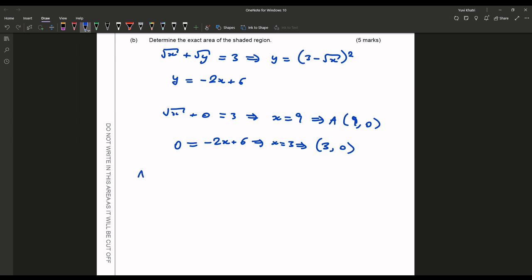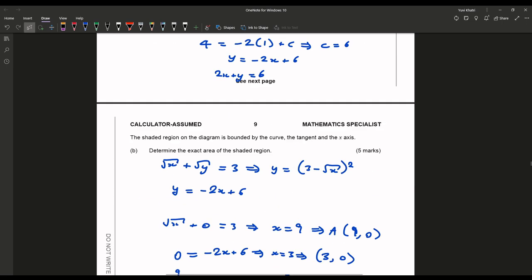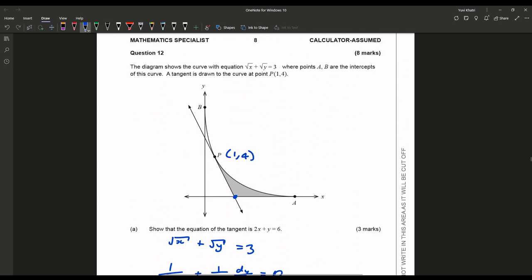Now we just have to find the area. So the area is going to be the integral from 1 to 9 of the curve. So that's going to be 3 take root x squared. And we're going to subtract the area from 1 to 3 of the line. You can see that right here.